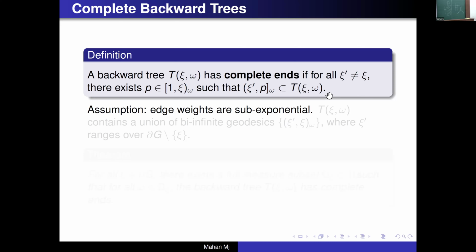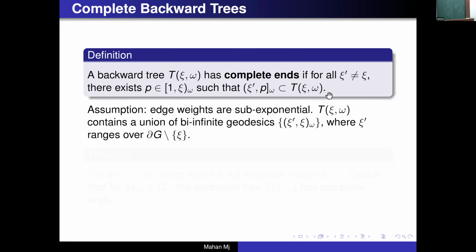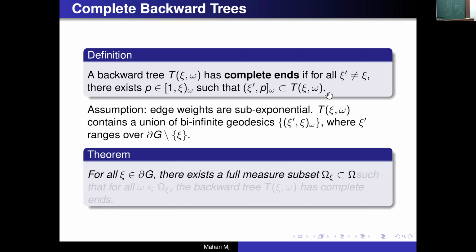Yeah? And the thing is, if these edge weights are sub-exponential, then this T xi omega contains a union of bi-infinite geodesics, all of these guys. So really bi-infinite now, where xi prime ranges over the entire boundary apart from xi. Which means that there will be finite pieces where there will be dead ends, but there will be paths which take you off to all other points at infinity. Oh, but suppose you can't extend this backward. This is a dead end.